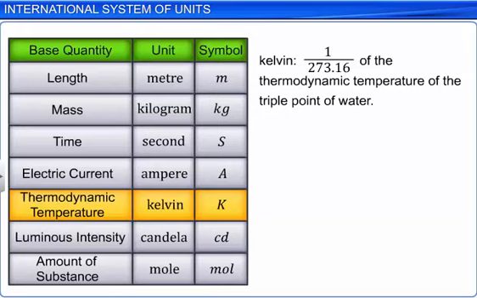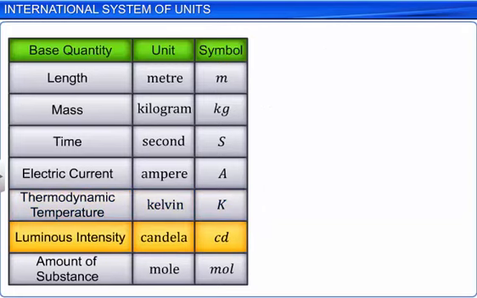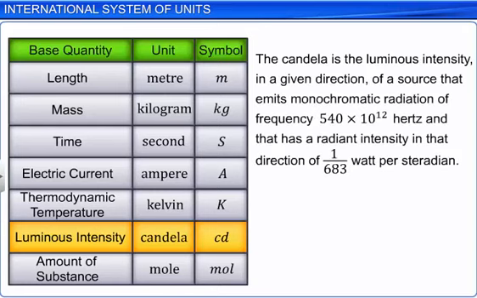Luminous intensity is measured in candela, denoted by the small letters cd. A candela is the luminous intensity in a given direction of a source that emits monochromatic radiation of frequency 540 times 10 power 12 Hz, and that has a radiant intensity in that direction of 1/683 watt per steradian.